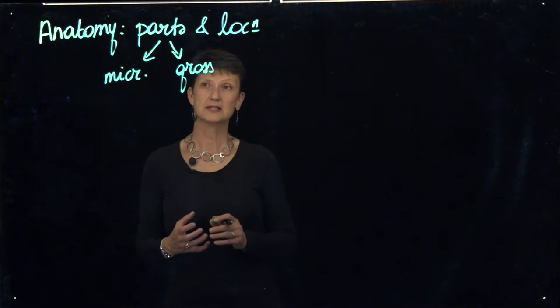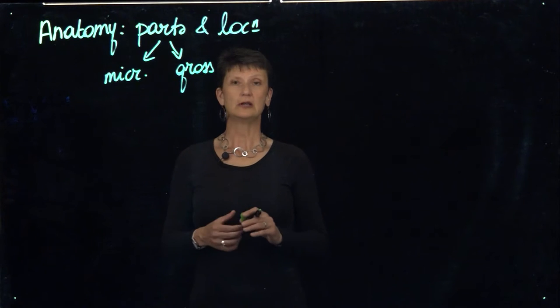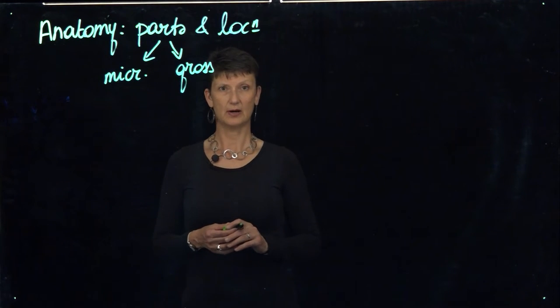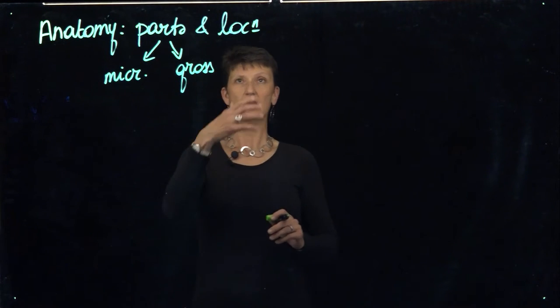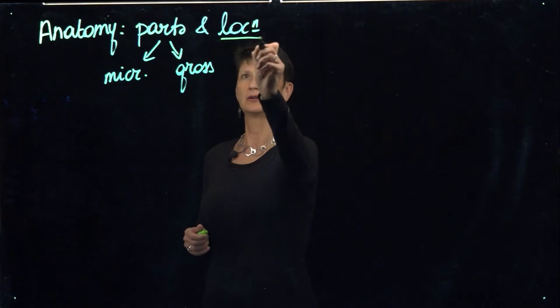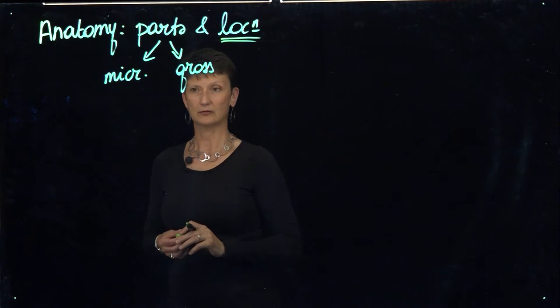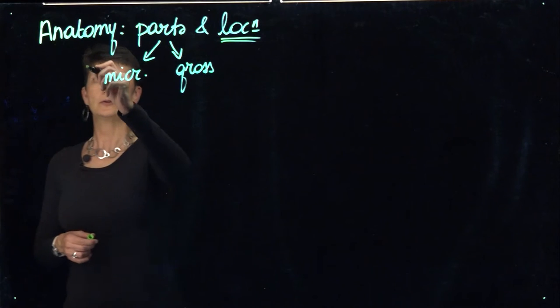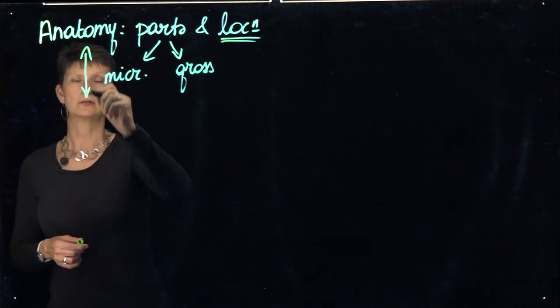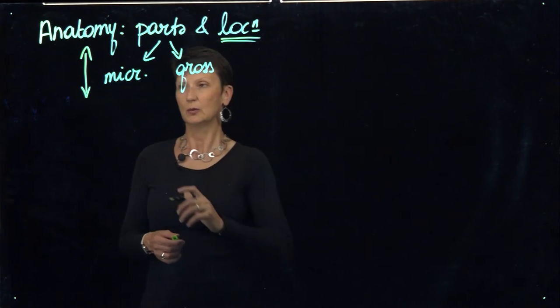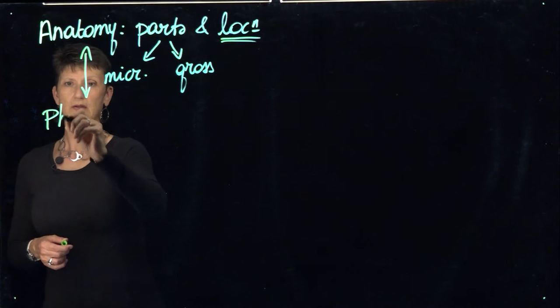Anatomy also looks at how all of these structures or parts in the body are organized, where they are located. So location is a very important component of anatomy. Now, you can't really study parts of the body and where they're located without also knowing what they do.